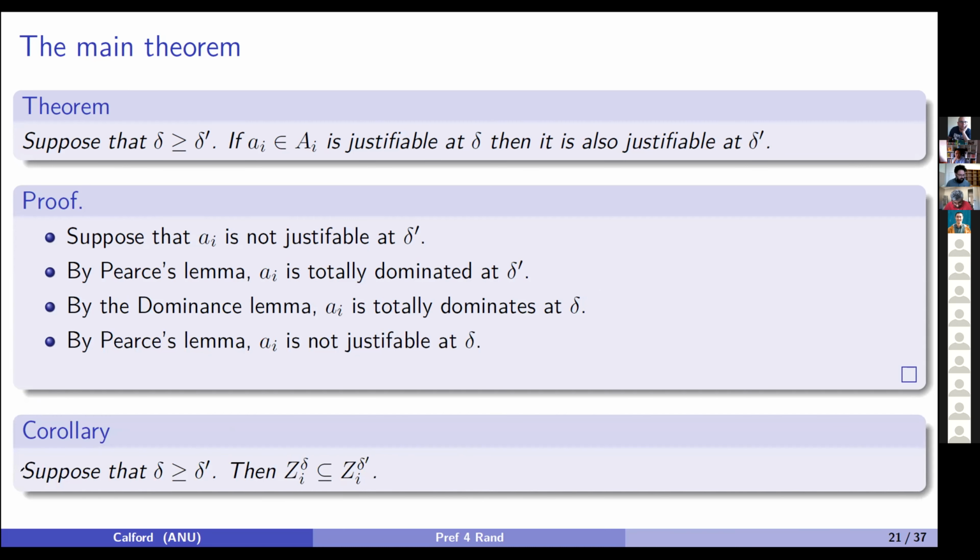And as a corollary, suppose that delta is bigger than or equal to delta prime, then the set of rationalizable strategies will satisfy this set inclusion. That just comes from iteratively applying the definition of rationalizability like we had before. So I chewed through a lemma proof there for a bit.